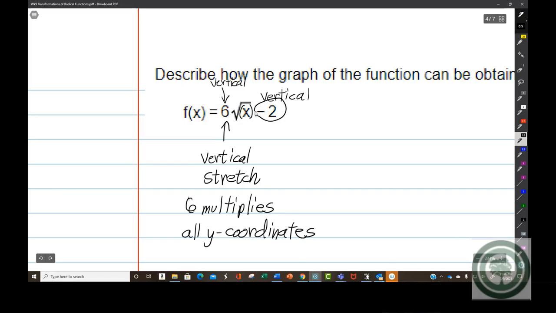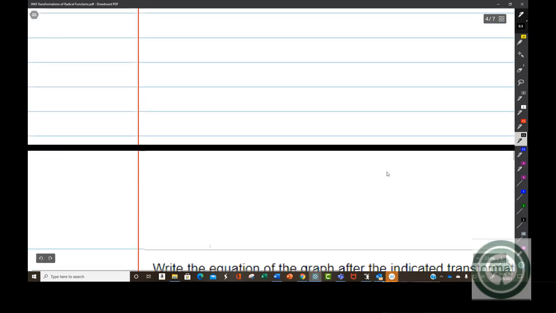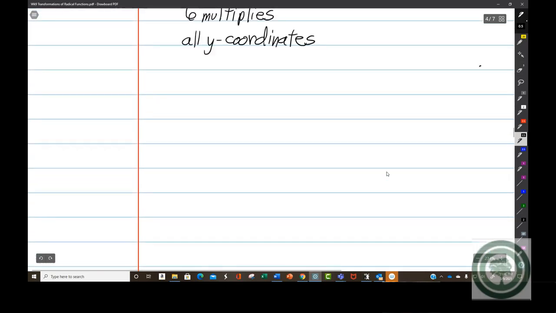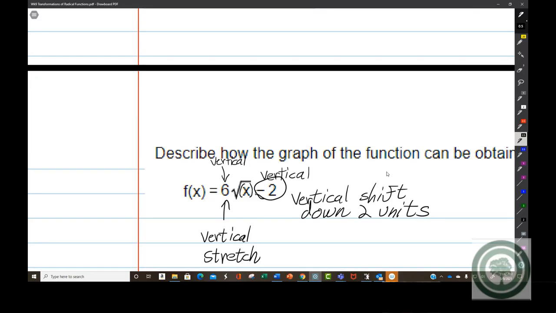And back here, we've got a vertical shift down 2 units. And that's all there is to that one. Let's see if there's a graph. No, not all of them say to choose a graph, which is kind of nice.